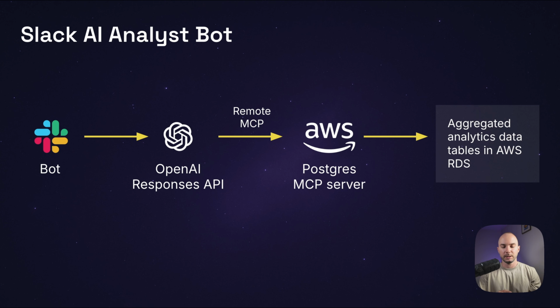So the Slack bot uses the OpenAI Responses API with the ability to query remote MCP servers. We have our own hosted Postgres MCP server that queries the aggregated analytics data tables in AWS RDS. I like it because it's like a very advanced dashboard. You can have a lot of data in the tables, and it can query it in different ways and create custom responses that before this bot you needed to ask a data analyst for.